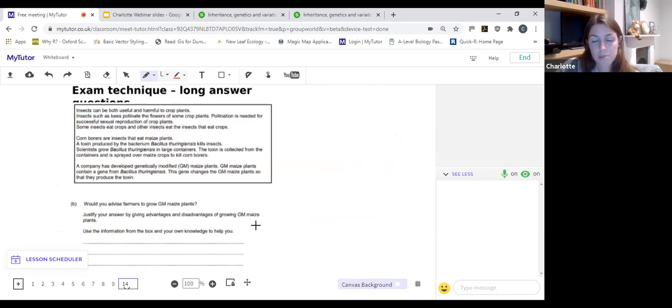Okay, and then we've got one more example there of a long answer question. This particular long answer question is worth 4 marks, but you quite often get questions like this that are worth more. Sometimes they're worth 6 marks or 5. They've given you a blurb, so it's well worth reading that and underlining the keywords.